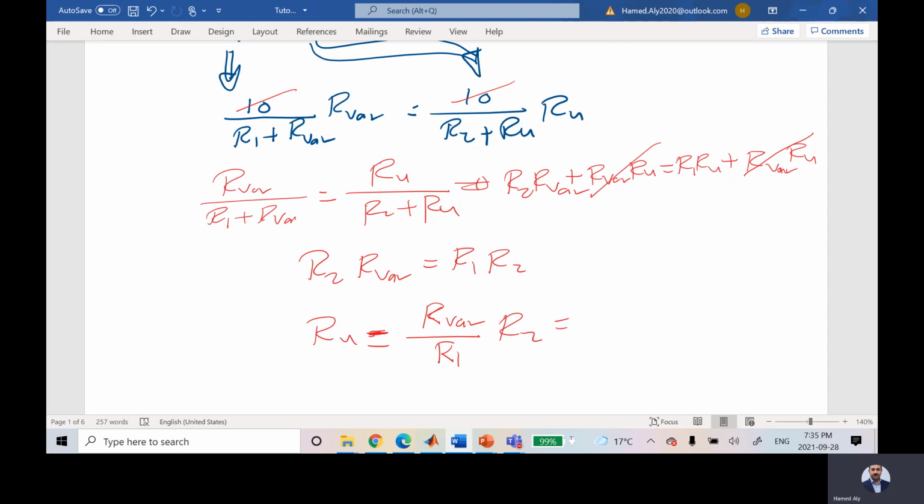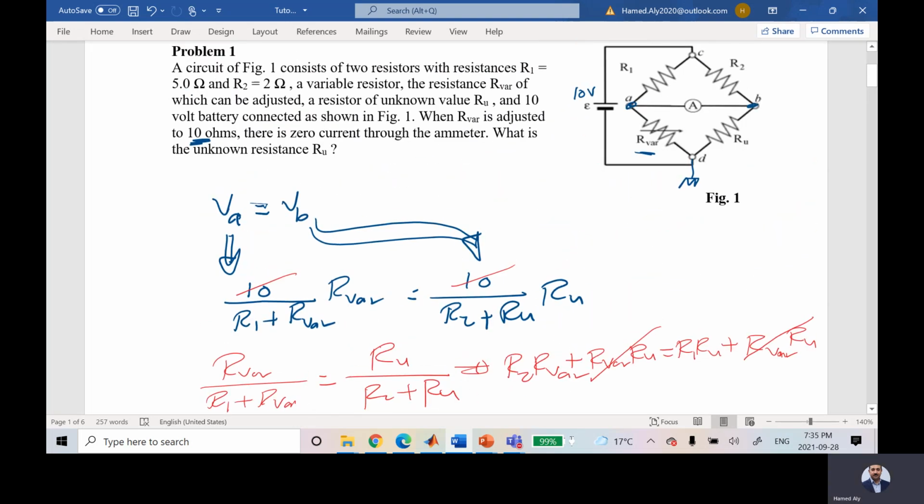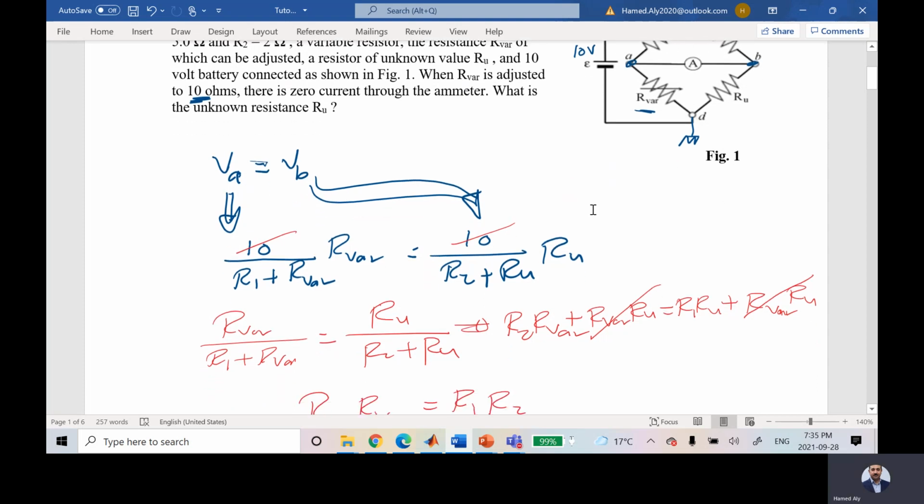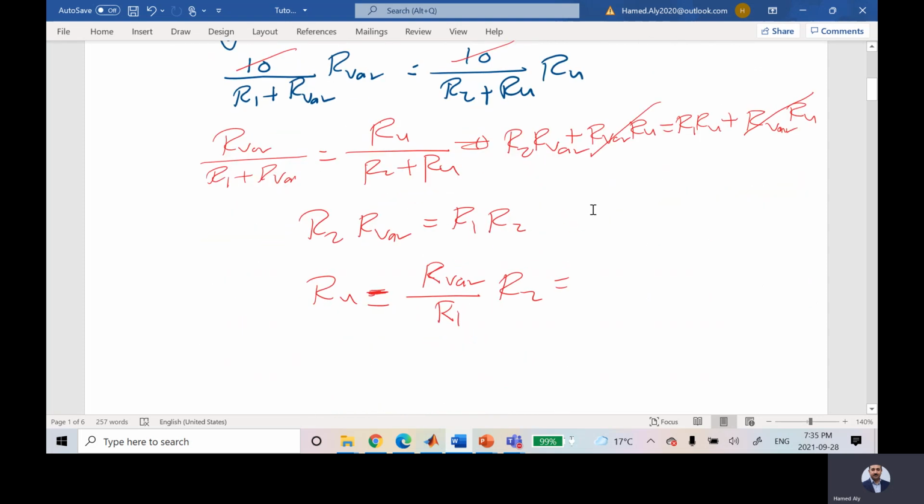So I can substitute by the value of R variable that he gave it to me. I believe R variable is adjusted to be, he said R variable is adjusted to be 10. So I can substitute by R variable, which is 10. Am I right? He said R1 is equal to 5. And he said R2 is equal to 2. And he gave me R variable, which is equal to 10. So I can substitute by these values for finding the value of RU. I can calculate the value of RU based on that.